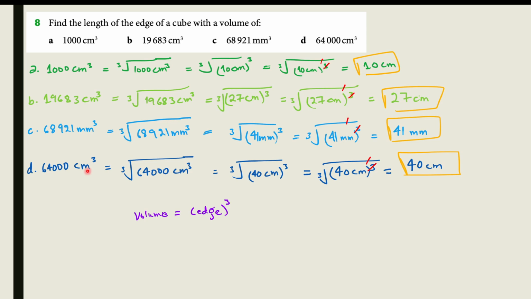So what is the takeaway from this? Whenever we are given a volume of a cube and asked to find the edge length, we simply take the cube root of the volume. The cube root and then the cube are inverse operations, so they cancel each other, leaving us with the edge length only.